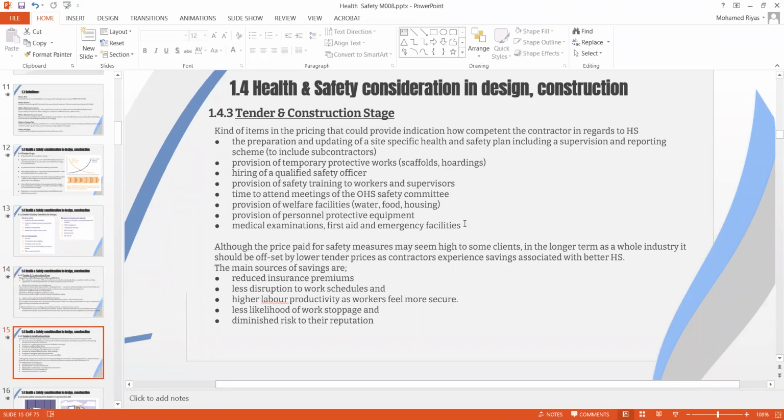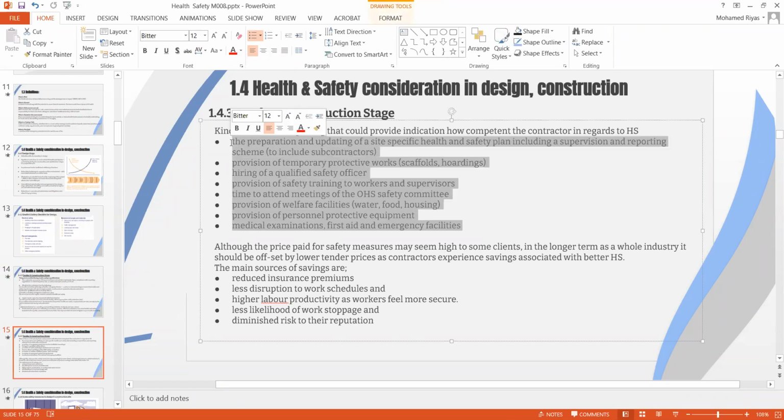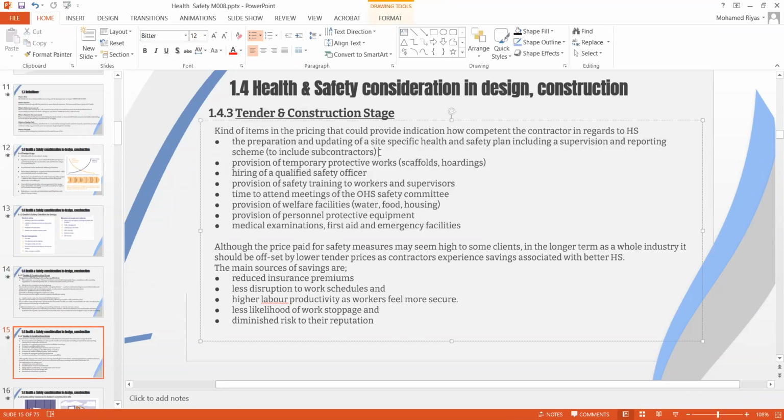Moving to the items that could indicate how much of the standard is in place by the contractor, you could ask the contractor to give a breakdown of the health and safety supervision team cost and a breakdown of the provision of temporary protective works like scaffolding and hoardings, then hiring of a qualified safety officer. If they do a third-party audit, with a third-party firm coming to the site to do the audit, and they price this as part of the tender price, this could give an indication of how important safety is to the contractor.